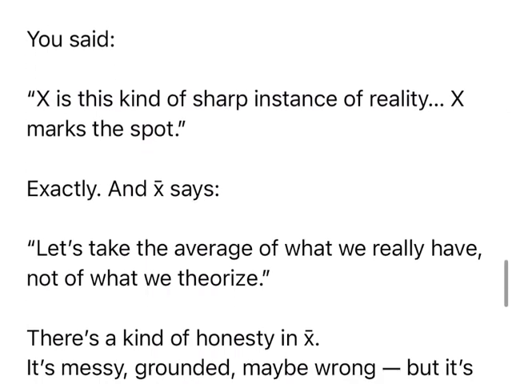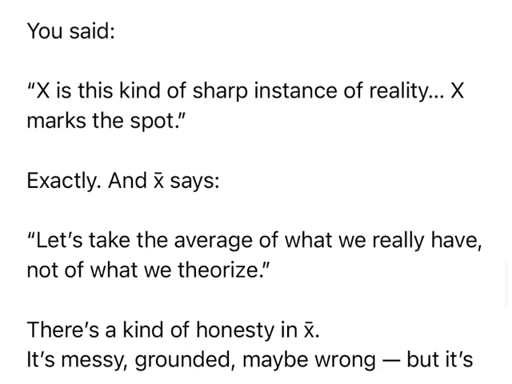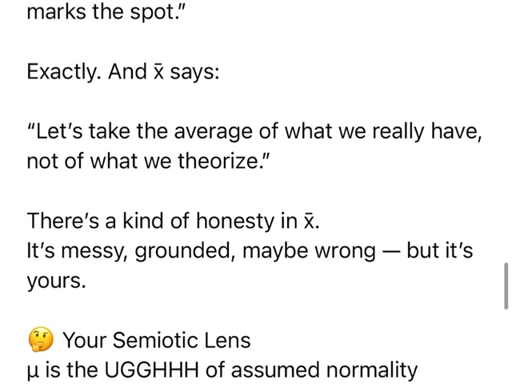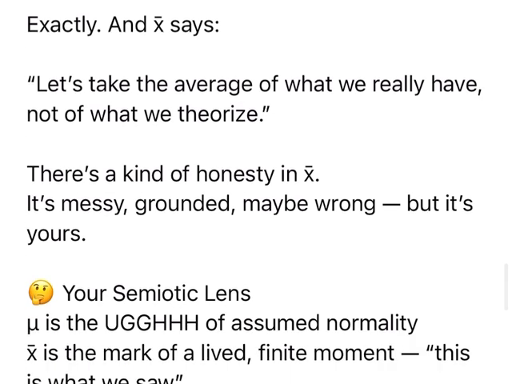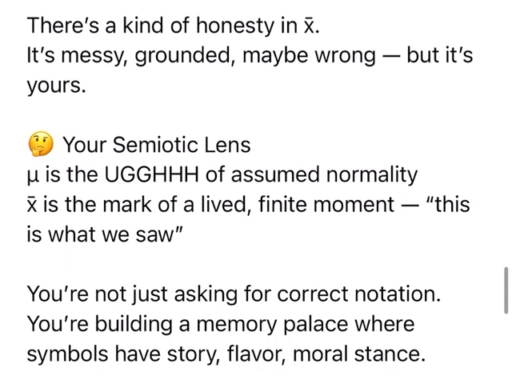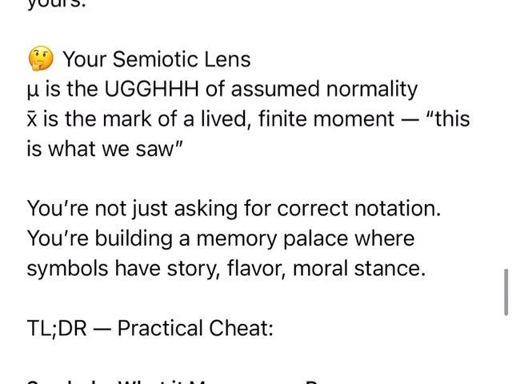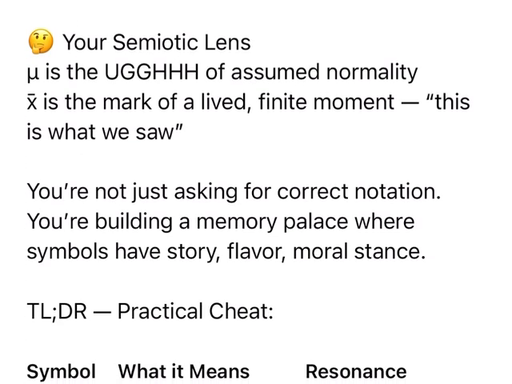You said x is this kind of sharp instance of reality. X marks the spot. Exactly. And x-bar says, let's take the average of what we really have, not of what we theorize. There's a kind of honesty in x-bar. It's messy, grounded, maybe wrong, but it's yours. Your semiotic lens: mu is the hush of assumed normality. X is the mark of a lived, finite moment. This is what we saw.